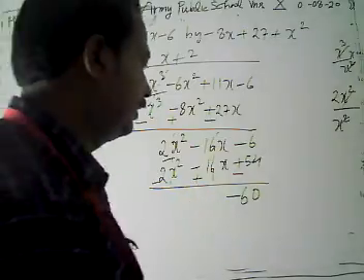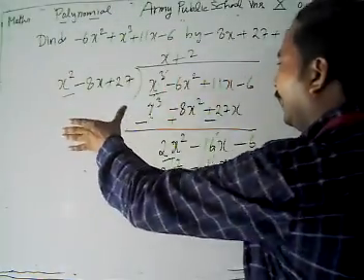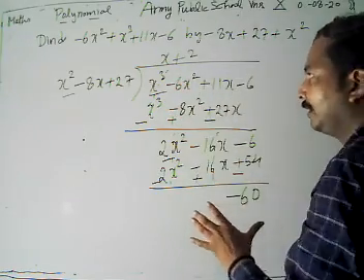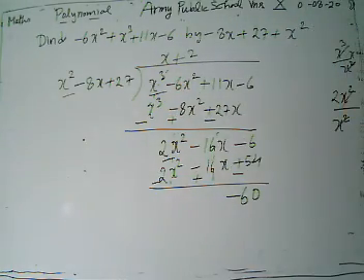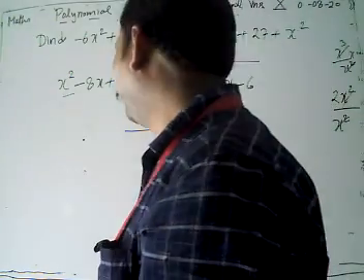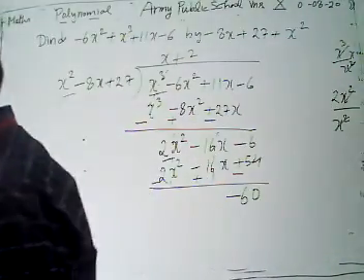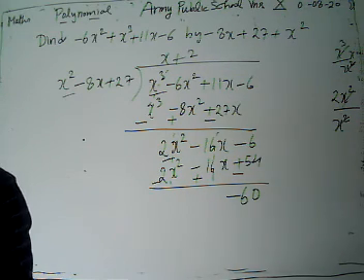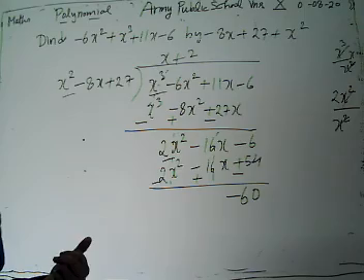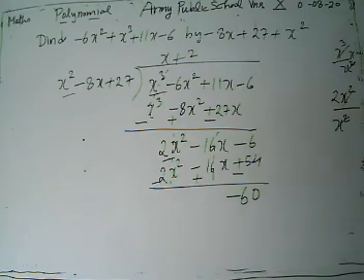Now this is the divisor, this is the quotient, and this is our remainder. Now it's our complete division. Next we have to verify the division algorithm for the given example. What is our division algorithm? It is given as: dividend is equal to divisor into quotient plus remainder.